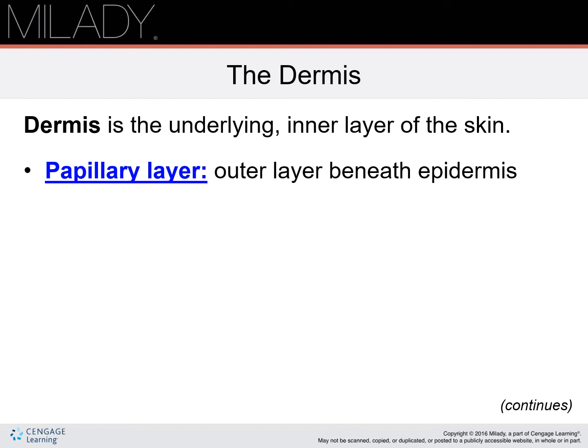So let's talk about that first one. The papillary layer is the outer layer of the dermis lying directly beneath the epidermis. It contains small projections of elastic tissue that point upward toward the epidermis. This layer also contains melanocytes.